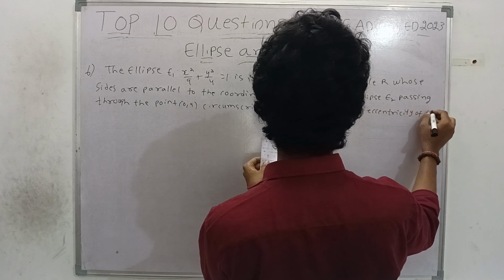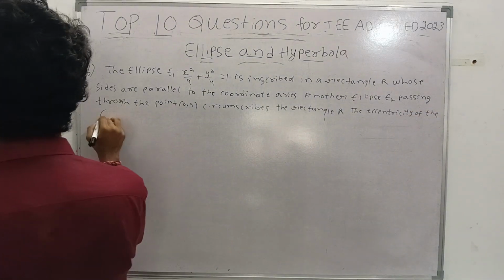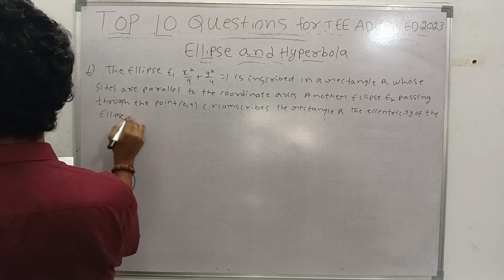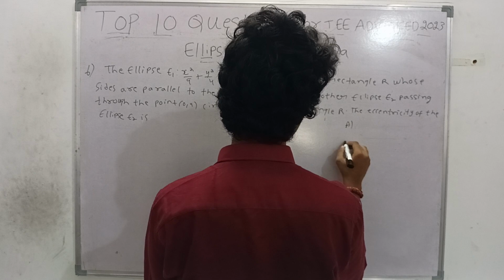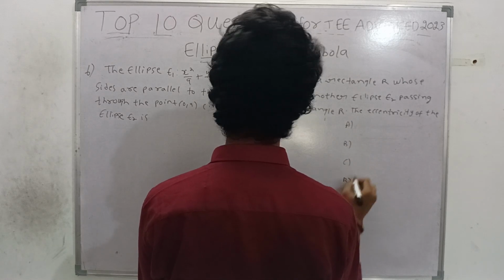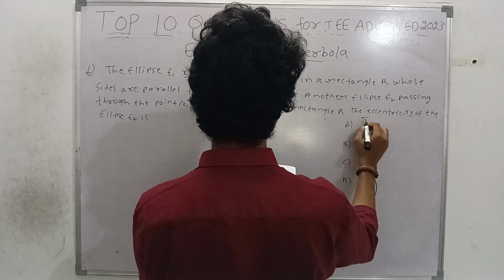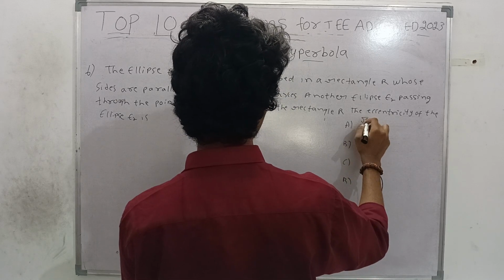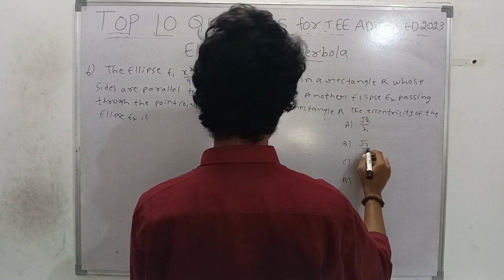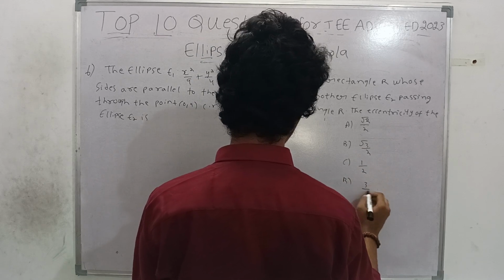The eccentricity of the ellipse E2 is. This is also a very easy question. You have to use your common sense. Options: root 3 by 2, root 2 by 2, root 3 by 2, 1 by 2, 3 by 4.